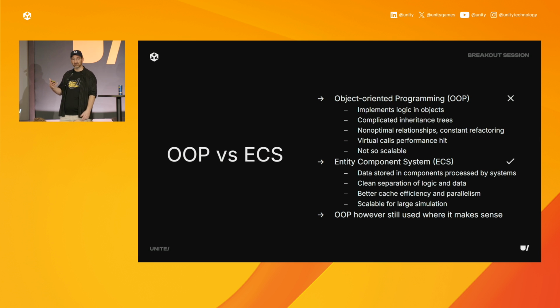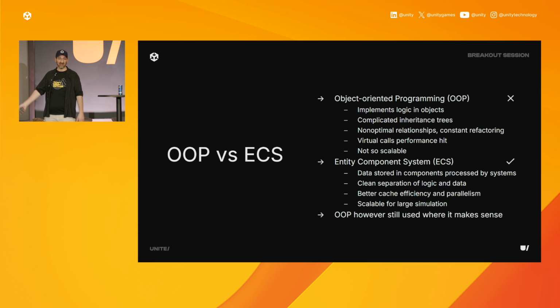So that's one of the problems that we face with OOP, but the other one is the virtual calls performance hit. When you need to call a method on an object a million times, you will actually see the cost of doing a virtual invocation. So we can get rid of it by taking a different approach. So the conclusion about OOP is it's just not so scalable, so it's not very suited for large-scale simulation like we wanted.